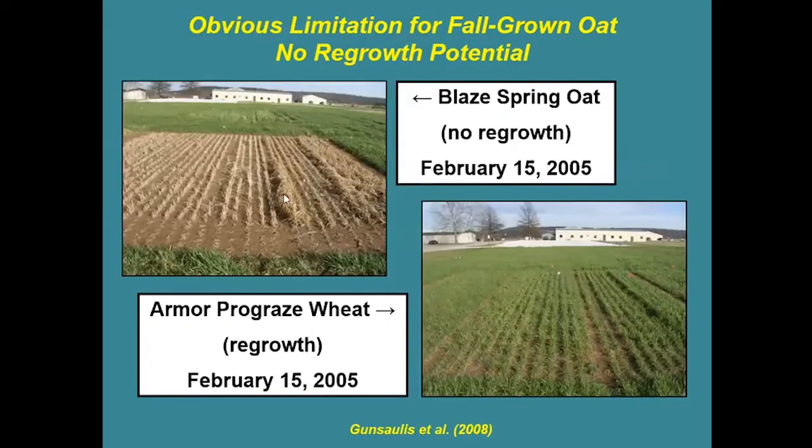Now, that does not come without a cost. The most obvious limitation is that if you utilize these oat varieties in the fall, particularly after they've jointed and elongated, there's absolutely no potential for regrowth whatsoever. It is strictly a one-time usage stockpile type of forage. If you contrast that with a typical winter wheat, you'll notice that even with the same utilization dates, you have very healthy plants by the 15th of February in that environment.